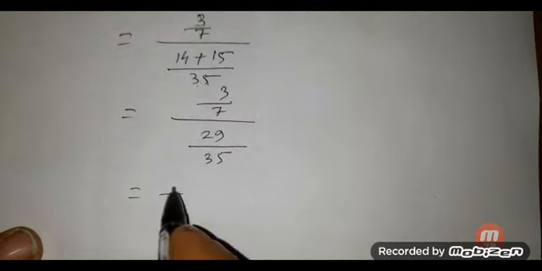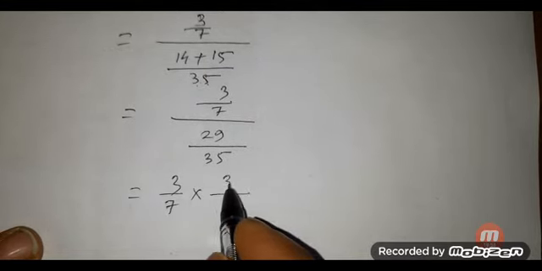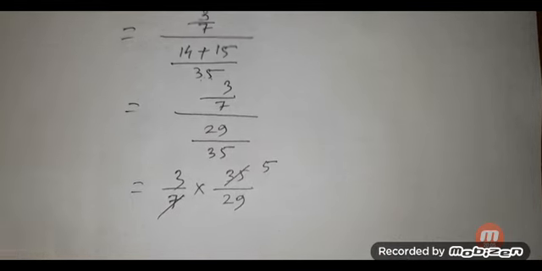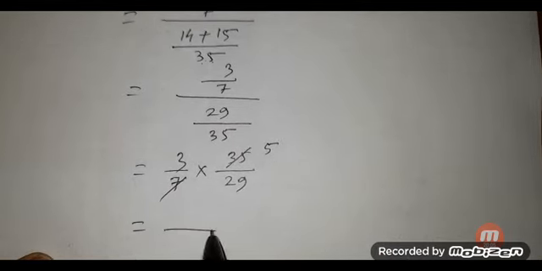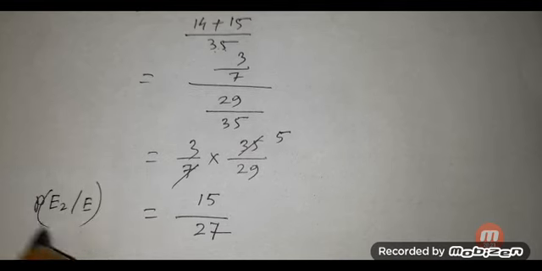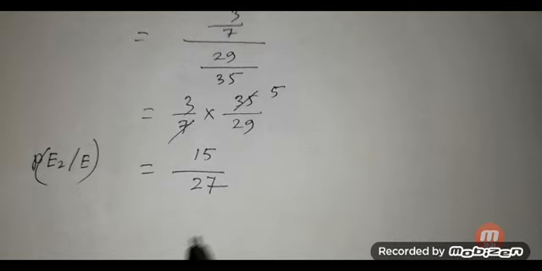And that is equal to 3 by 7 into 35 by 29. So we cancel this 35 by 7, we get the 5. So ultimately the required probability is 15 by 29, and that is nothing but P of E2 given that E. So this is how we can solve this statistical problem with the help of Bayes theorem. Thank you.